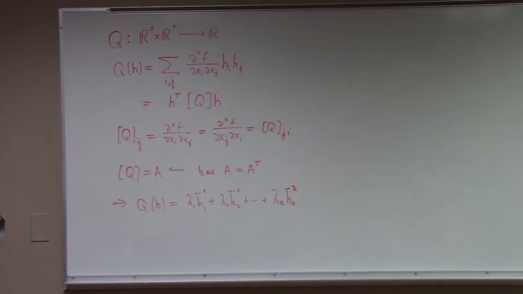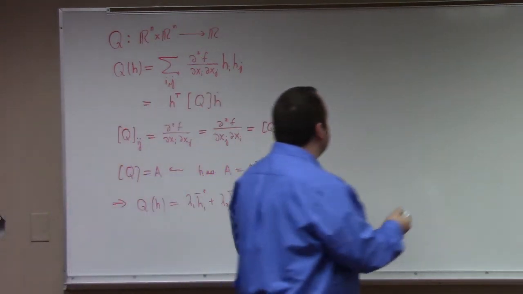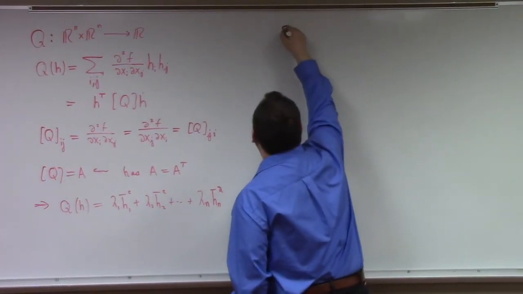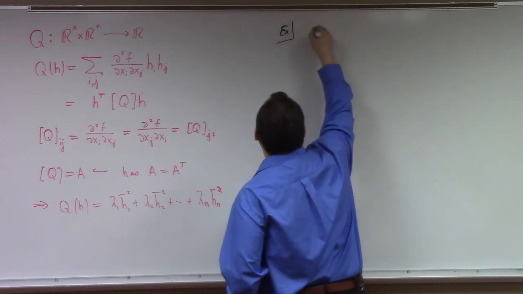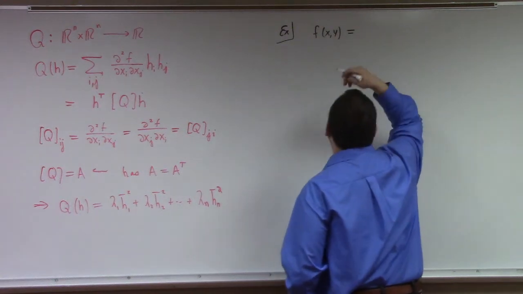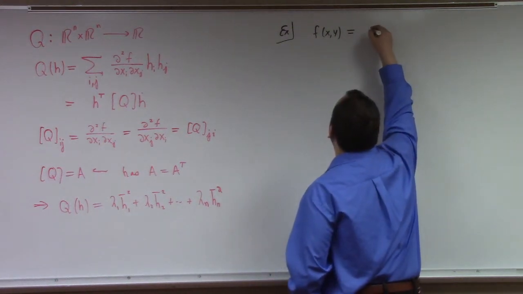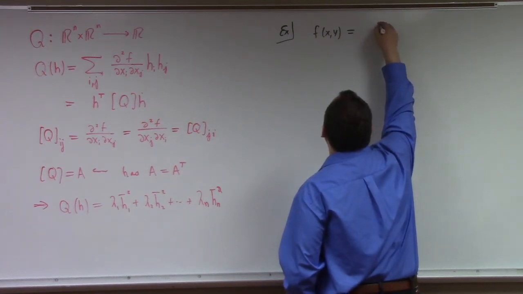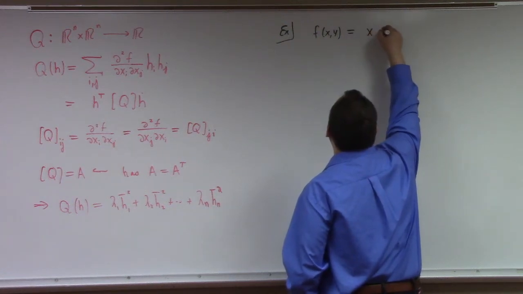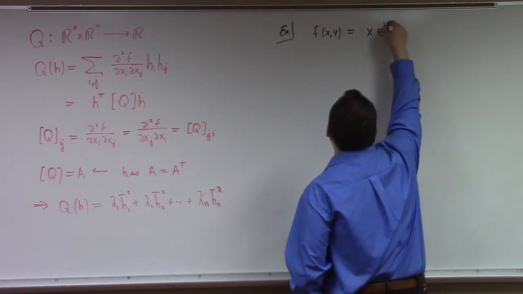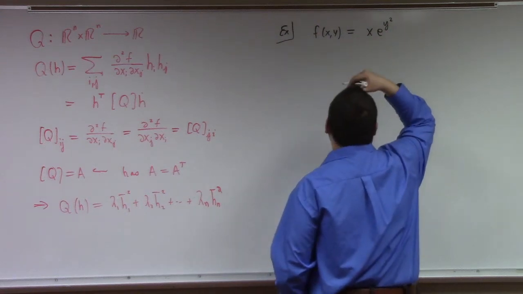Well, let me get my head out of the clouds for a little bit here and do an example or two. We'll come back to what that means for us, okay? So let's do an example. We'll get back to this. So if I had f of x, y equal to, I don't know, x e to the y squared, say, right?